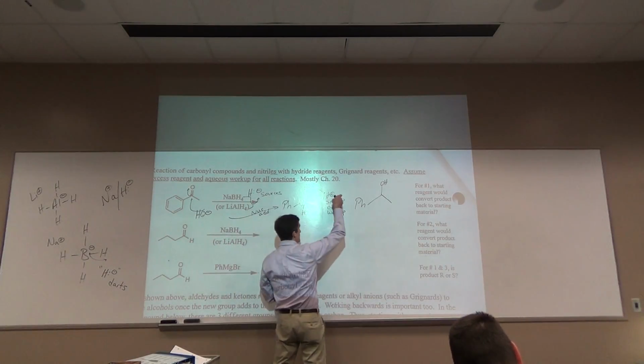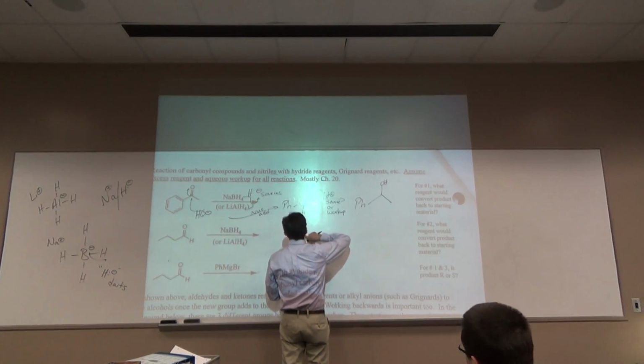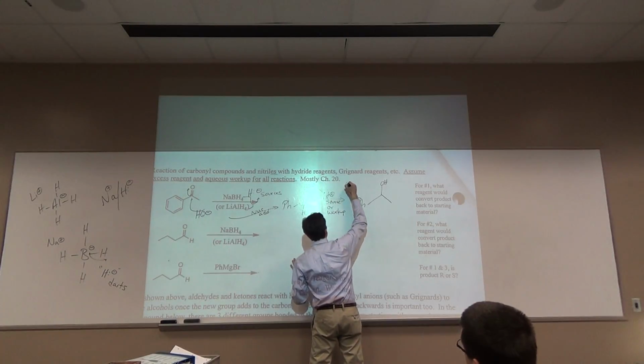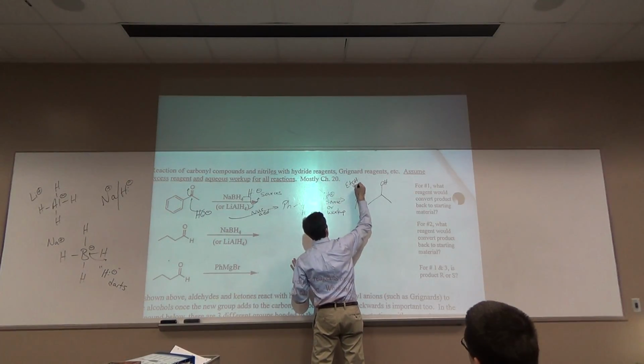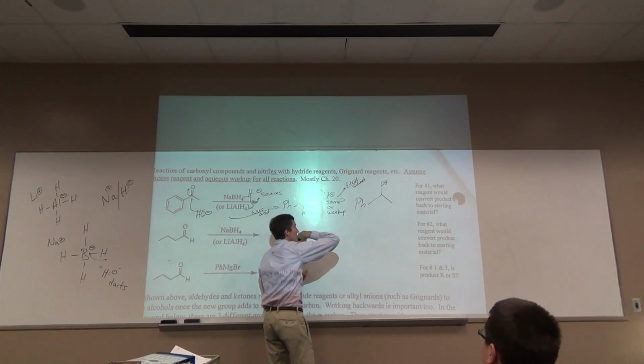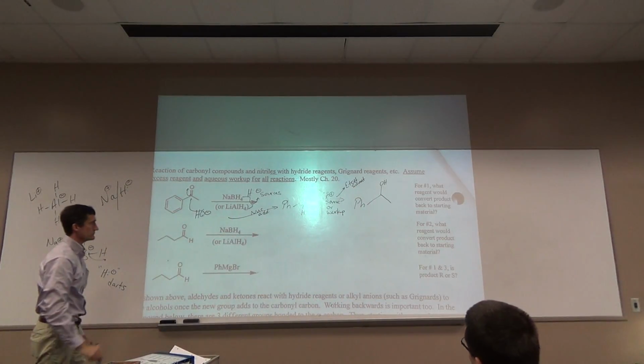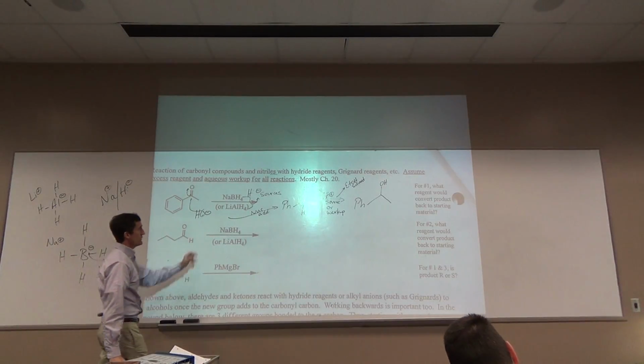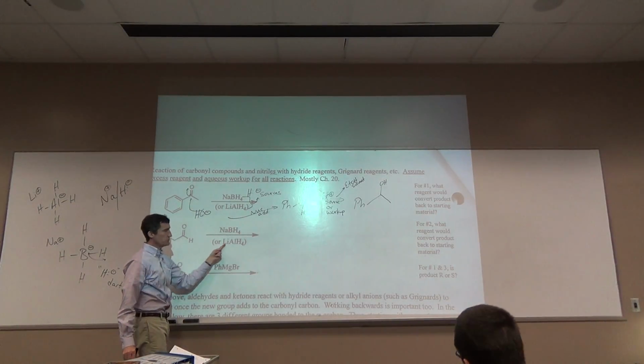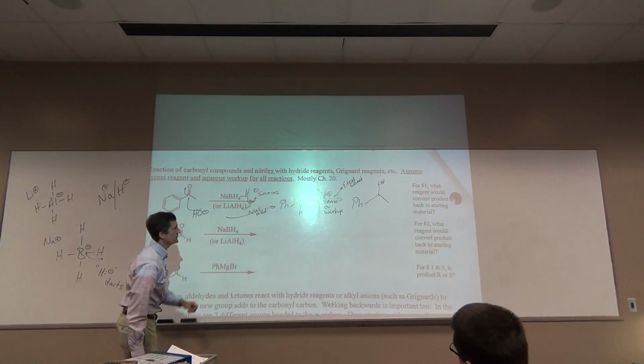Now, where can the H plus come from? Sometimes like ethanol solvent. But you can only do that with sodium borohydride. With LAH you can't use alcohol solvent. We'll talk about that maybe a little bit later.